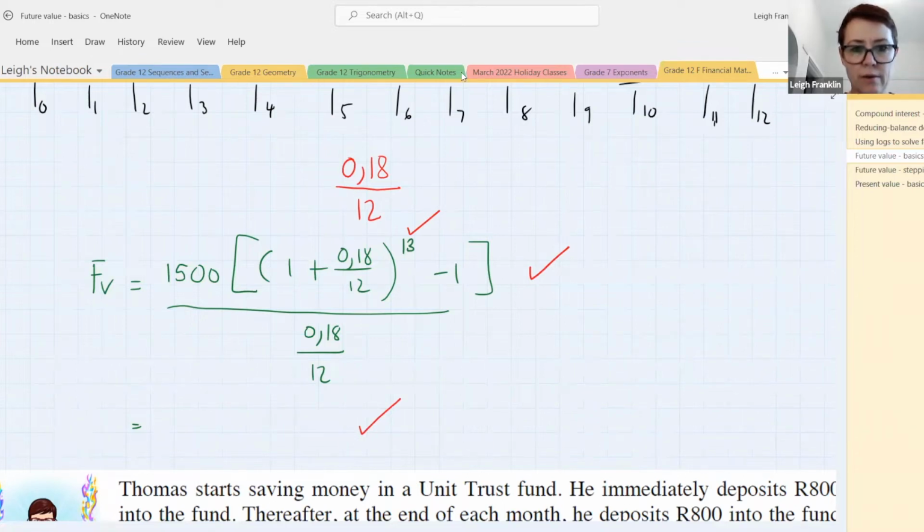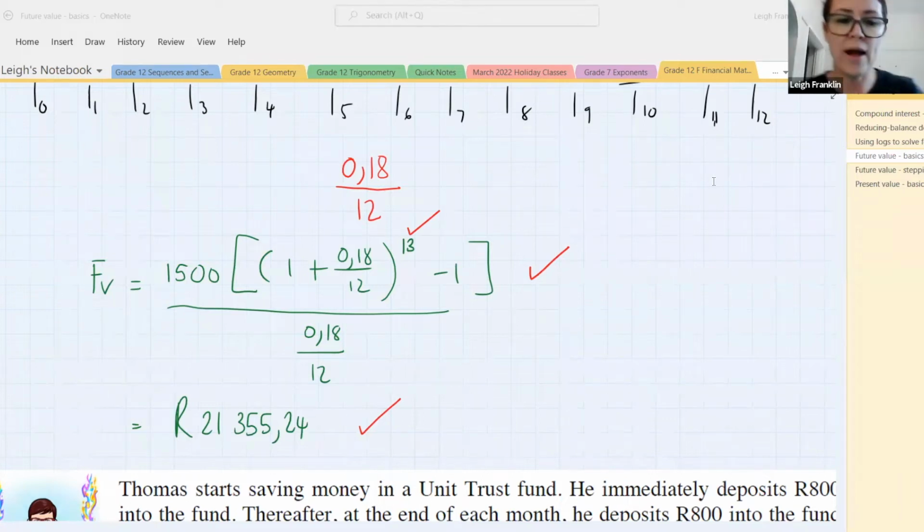Let's see what you guys are saying. Okay, yes, that's lovely. Yes, that's right, Banty, that's the answer. 21,355 Rand and 24 cents. With money, we want to round to 2 decimal places, just like we see in the shops. It's exactly the same idea. So money is always rounded to 2 decimal places. So 21,355 Rand and 24 cents is what would be saved over the period of a year. Just goes to show you the power of interest.